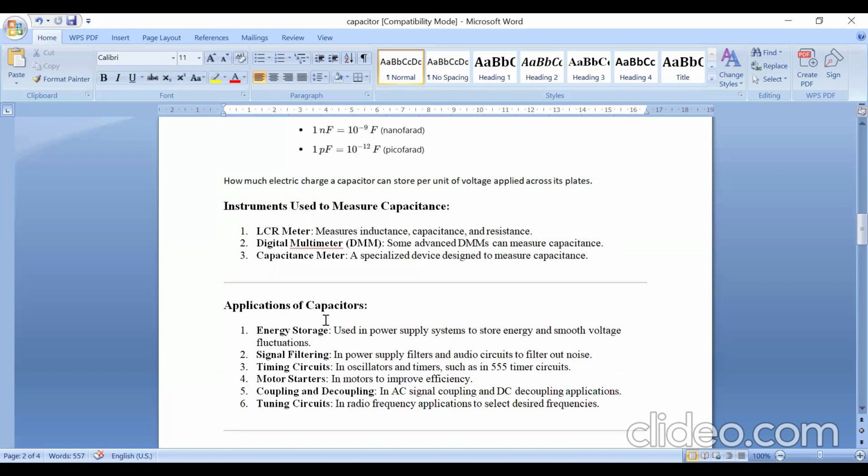So where are capacitors used? They are used in power supplies. They are used in filter circuits in order to reduce noise. They are used in timing circuits to generate time delay. They are used in motors to improve efficiency. And they are used in tuning circuits.